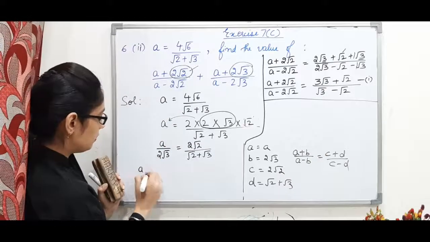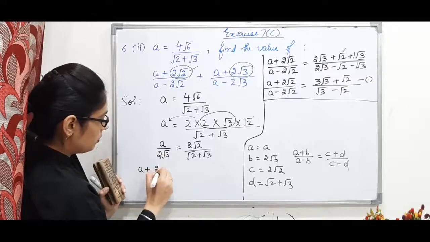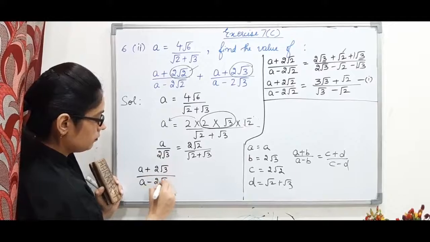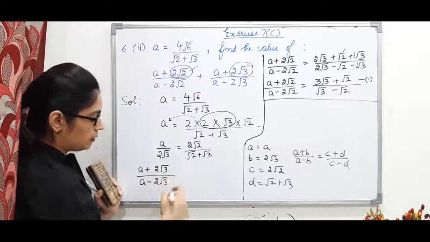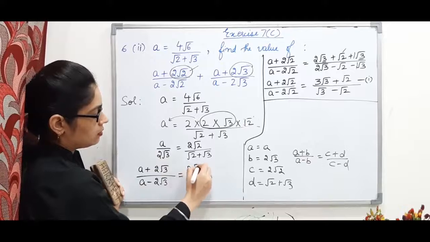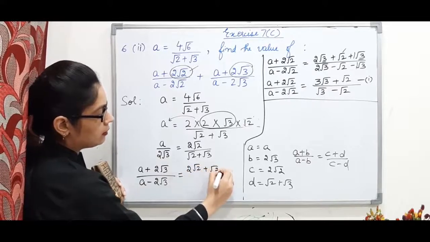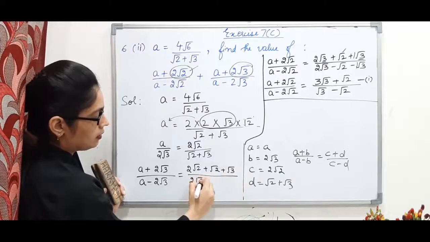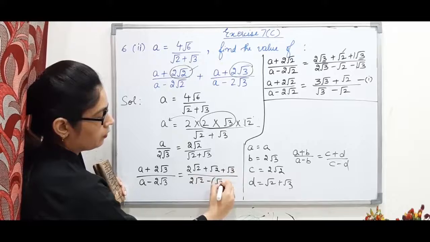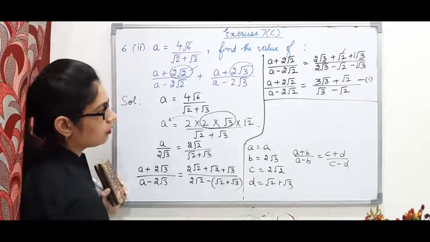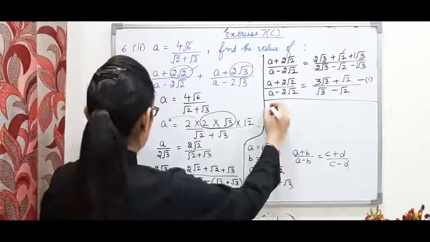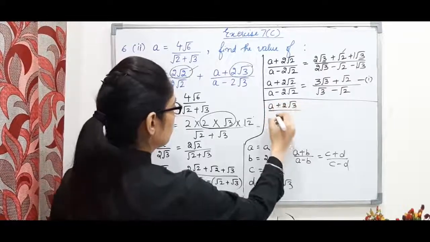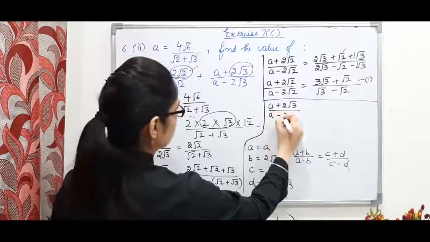So let's write it down. A plus 2 root 3 upon a minus 2 root 3. A plus b by a minus b equals c plus d upon c minus d, root 2 plus root 3. So first I will just write it as it is, a plus 2 root 3 upon a minus 2 root 3.